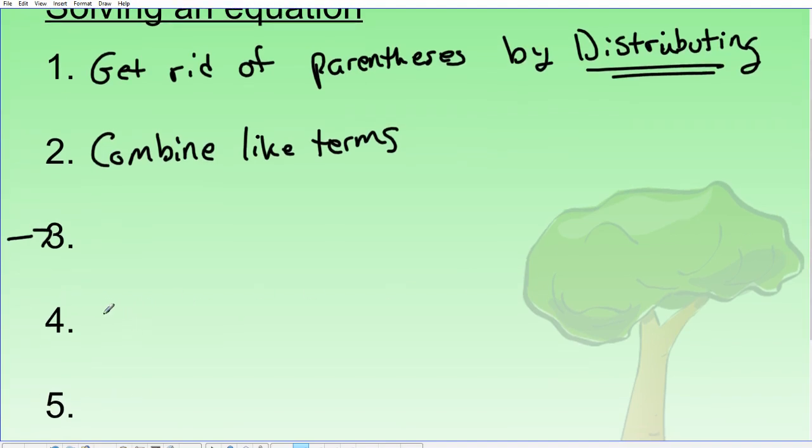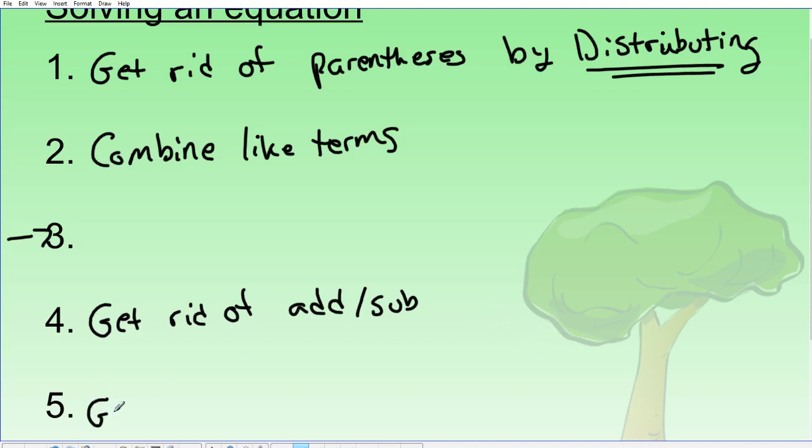So step 4 is we're going to get rid of the add and subtract. So if the variable is being added or subtracted by something, we're going to get rid of it. And we do that by doing the opposite. Get rid of add and subtract by doing the opposite. So if it's an addition, we subtract. If it's a subtraction, we add.